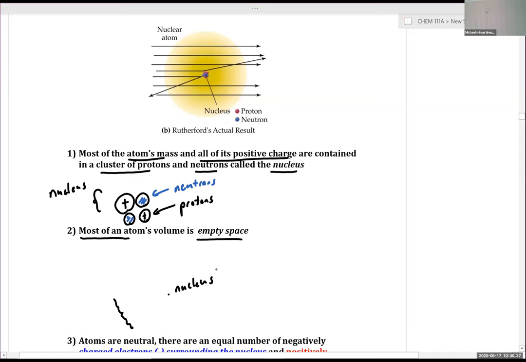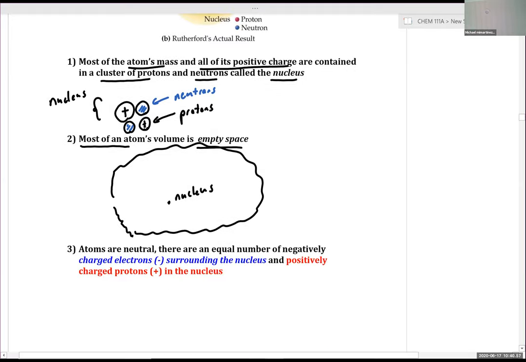So we have our nucleus, and then we have the rest of our atom. So most of our atom is empty space. Now you may ask, what surrounds the nucleus? Where are electrons in all of this? Well, atoms are neutral, and there are an equal number of negatively charged electrons surrounding the nucleus and positively charged protons in the nucleus.